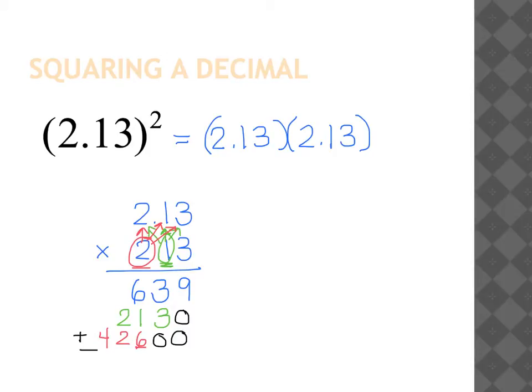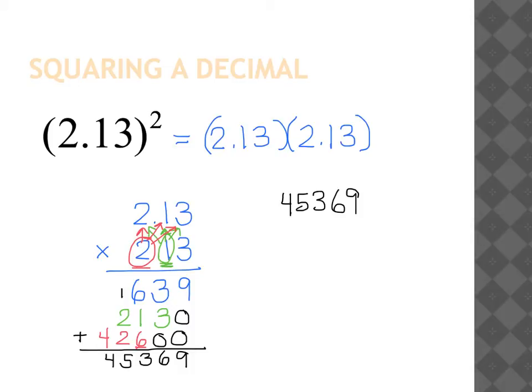So we're going to go ahead and add the columns starting on the right. 9 plus 0 is 9. 3 plus 3 is 6. 6 plus 6 plus 1 more is 13, or adding in any order that you prefer. Carry the 1. 1 plus 2 is 3, and then 4. Wait, 1 plus 2 plus 2 is 5, and then 4. So we get 4, 5, 3, 6, 9.